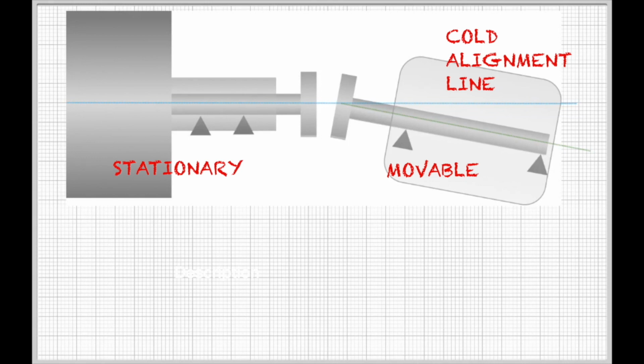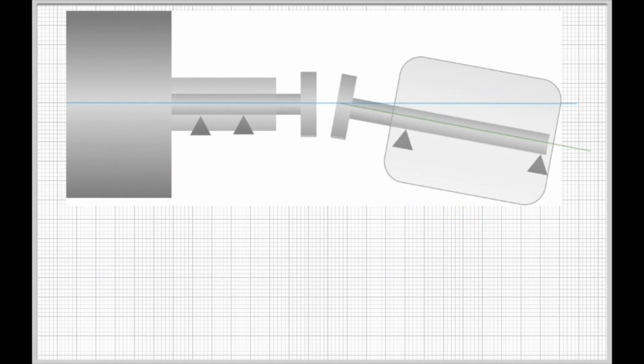And you can see the further I go, because I have angular misalignment, the further I go away from the split of the coupling here, the greater the amount of misalignment I have. So as I go this way, I have more misalignment. So how do I correct that? In order to do that with this particular machine, I'm going to have to add a different amount of shim under the front and rear feet of the movable machine.